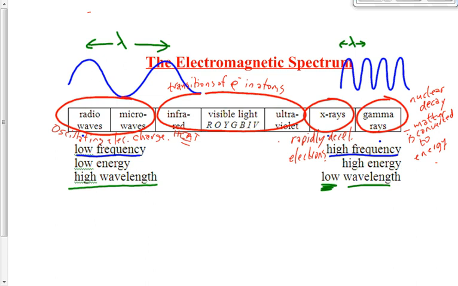Now, do you want the good news or the bad news to finish things off for today? Want the bad news first? All right. Bad news is this. There are 7 types of EMR. Each of them has a range of frequencies, wavelengths, and energies. You need to be able to determine what type of EMR you have based on any frequency, wavelength, or energy. In other words, there's 21 different ranges that you have to know. That's the bad news. Now, do you want the good news?